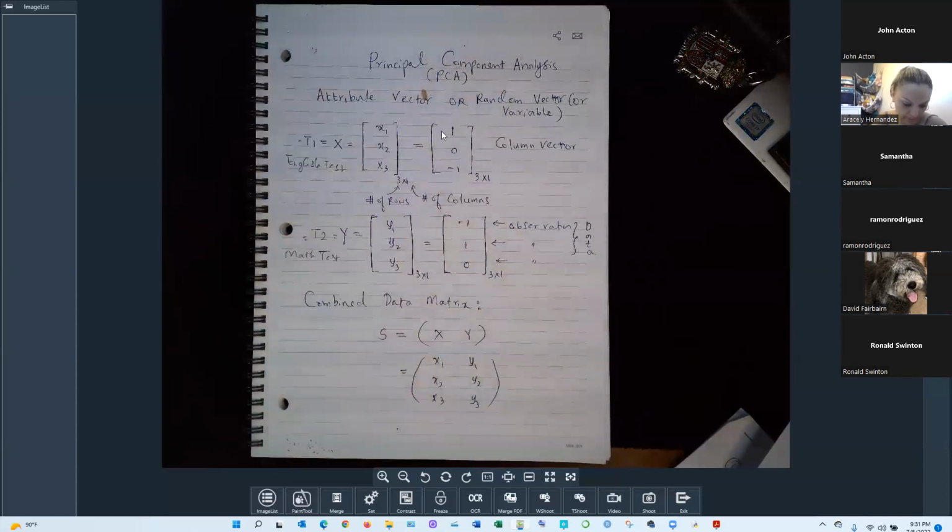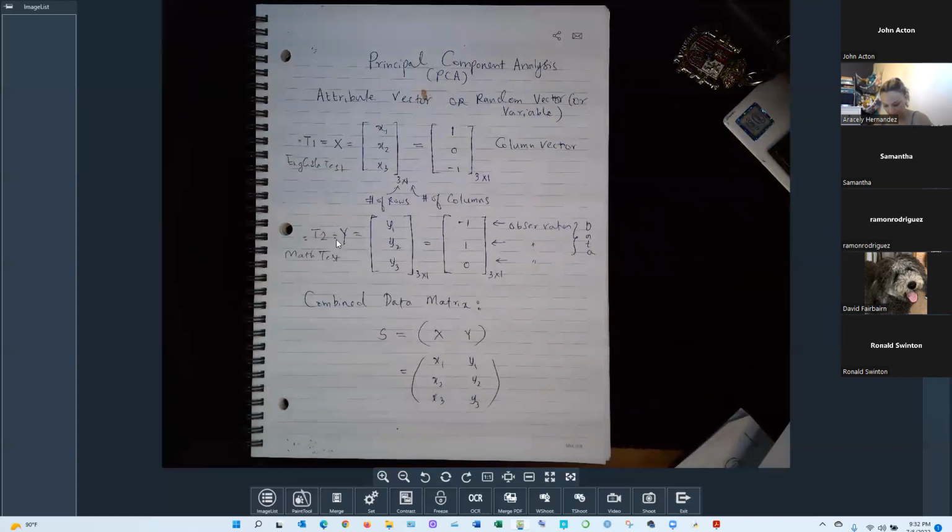See, 1, 0, minus 1. Practically you might be thinking, how could we get a minus 1? But it doesn't matter, let's just say some numbers. This kind of thing we call a column vector. It's 3 by 1. The number of rows is given first, and the number of columns second. So 3 rows, 1 column, and the data is given by this column vector.